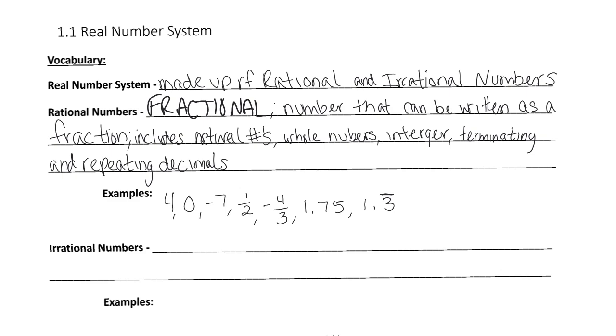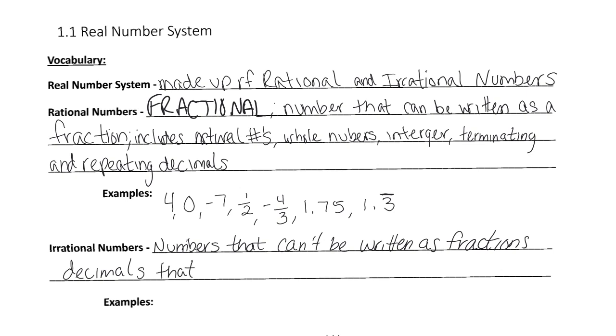Irrational numbers are kind of the opposite. They're numbers that can't be written as fractions, and they're also decimals that do not repeat or terminate. So try to think of a number that never ends and never repeats itself.